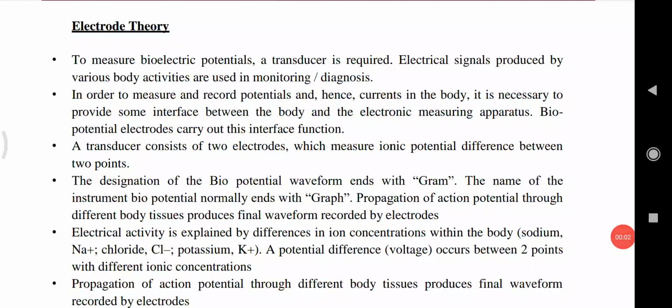Dear students, our next topic is electrode theory. In this topic, you have to go through some basic points. That is, to measure a bioelectric potential from the human body, we require a transducer. That is, electric signals produced by some body activities. We have to monitor it or diagnose it for treatment purposes.